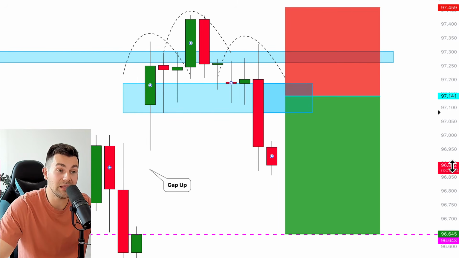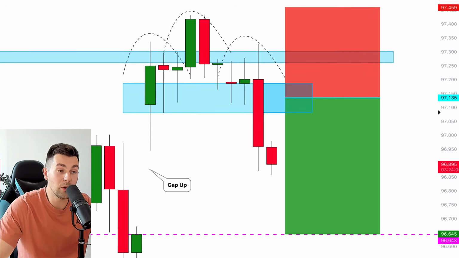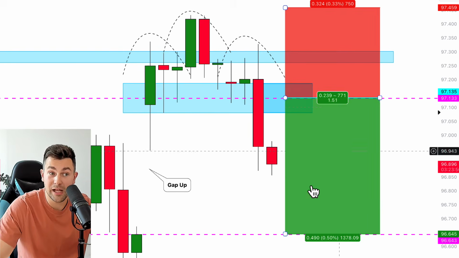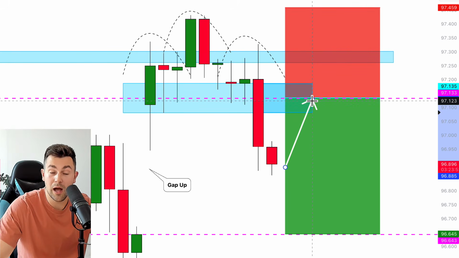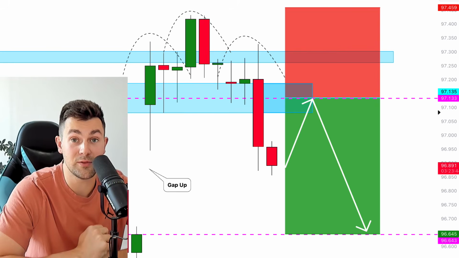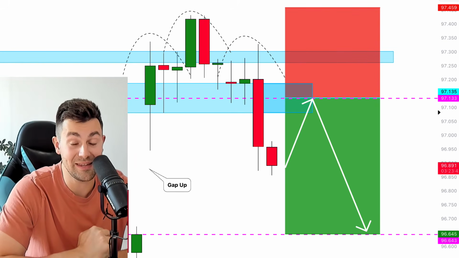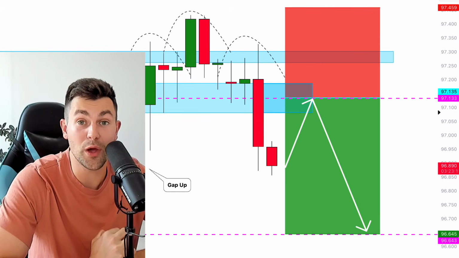So based on that, I look for the entry for my trade. So I will look for a retest of that level. I will sell from here and I will expect a bearish movement to our gap opening level. That is how easily we built a trading plan for trading any gap. And now let me show you how we traded a gap on the live stream with my students.